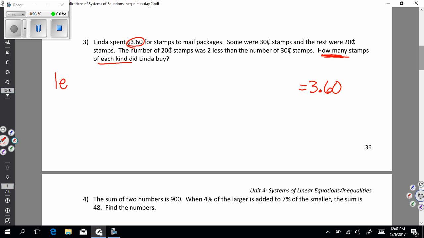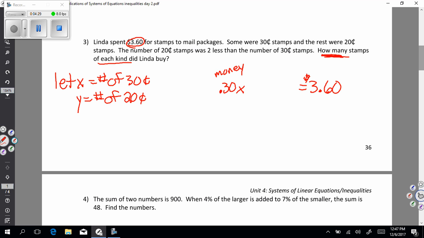So why don't we let X equal the number of 30-cent stamps. So Y is the number of 20-cent stamps. Now I'm going to go back and write some equations. I need something for this total. This total is money, so I know I can use money on the left side. So X is for 30-cent stamps, so why don't I use 30 cents times X plus 20 cents times Y. And that's how we could get our $3.60.